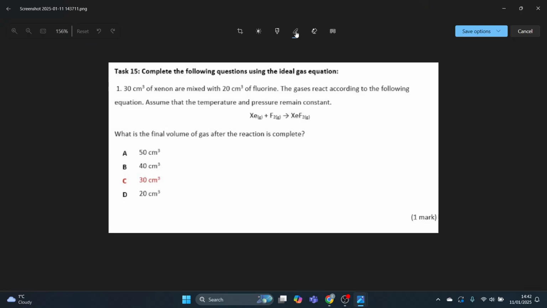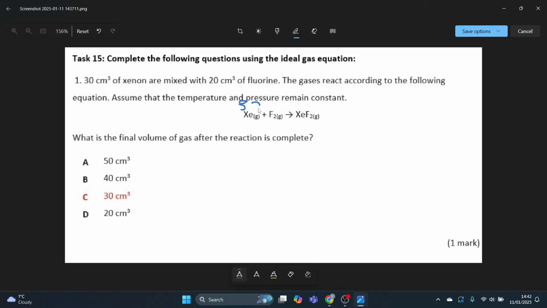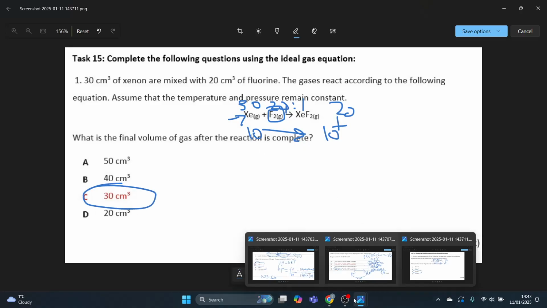And then question 1: 30 centimeters cubed of xenon mixed with 20 centimeters cubed of fluorine. Well, it's got a 1-to-1 molar ratio. Therefore, you can clearly see xenon's in excess. So we've got 30 minus 20, which is 10 remaining. That's 10, and obviously that's a 1-to-1 molar ratio, and the fluorine is not in excess, so that's 20 as well. So then 10 plus 20 will give you 30, and therefore the answer is 30. And that's the end of the multiple choice questions.